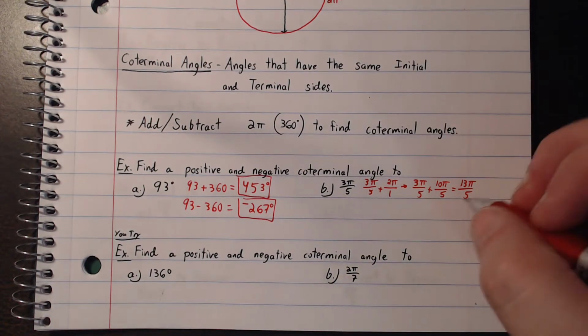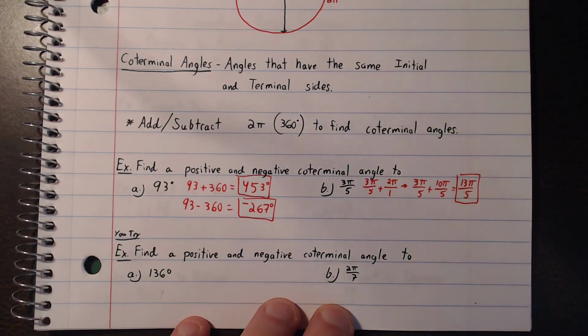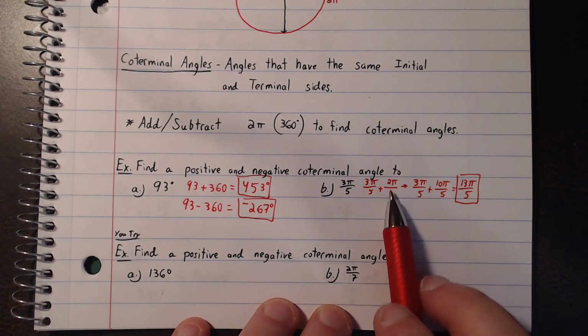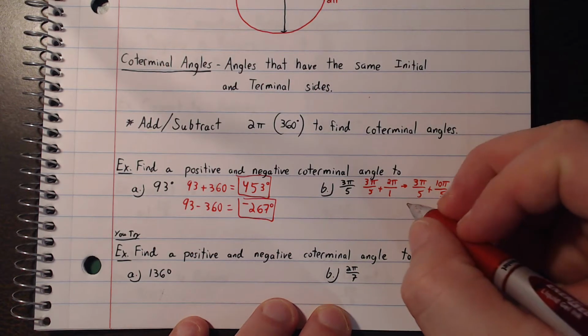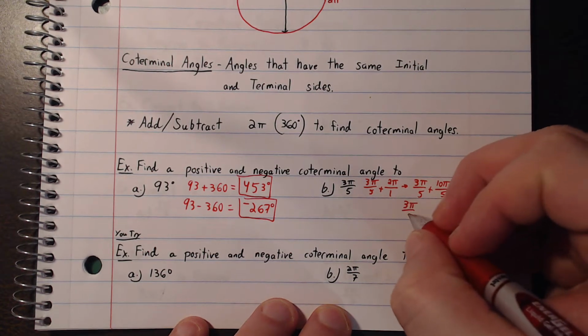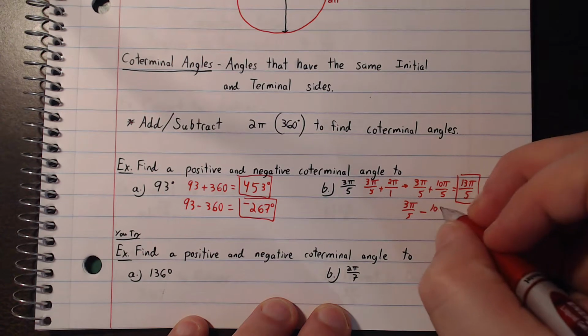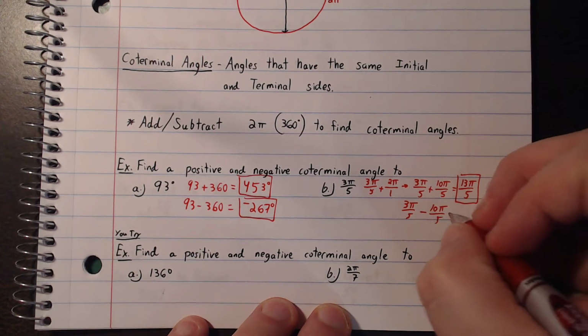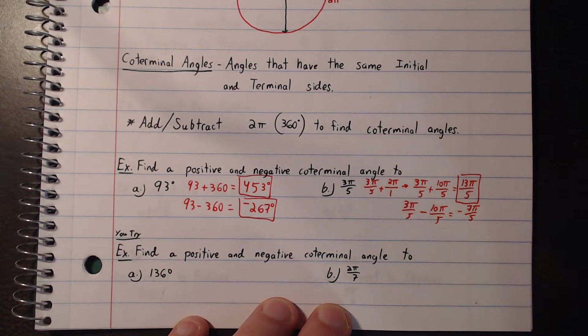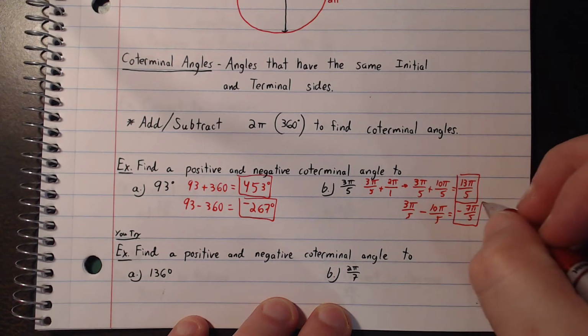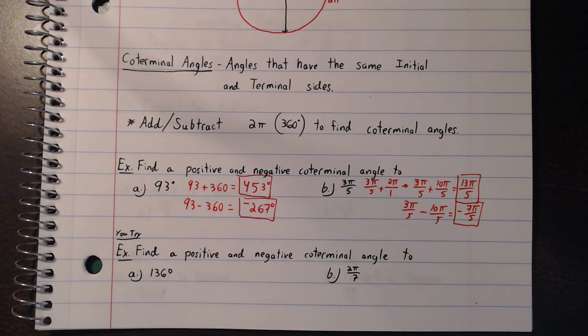That's our positive coterminal. If we want negative, we're going to be subtracting 2 pi over 1, which we already knew was going to be 10 pi over 5. So 3 pi over 5 minus 10 pi over 5, that's negative 7 pi over 5. So all three of these angles are in the same place.